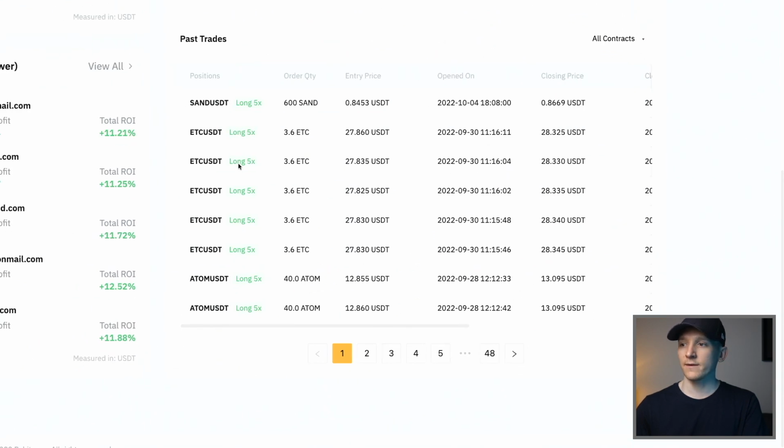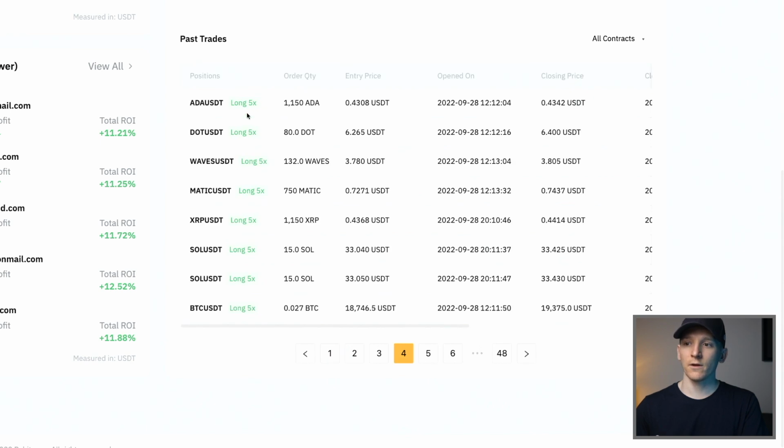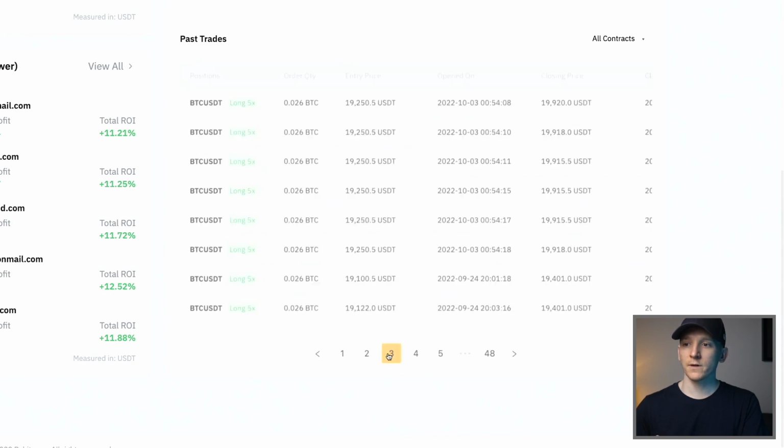He was going long ETC. You can see that opened on around the 30th of September here. Let's go back and see what they were doing here. So they mostly go long, right? So they're mostly a long trader.